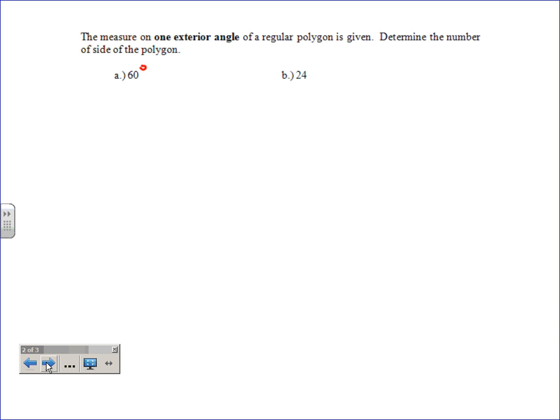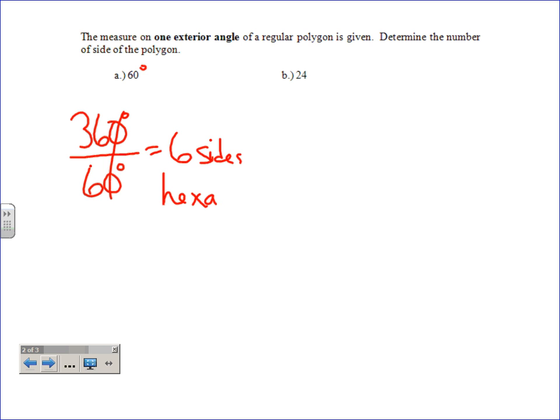But the nice thing is I stick to exterior as much as possible because you know the total of all the exterior is 360. If I divide that by just one of the angles, will that tell me how many angles I have? And that'll also tell me how many sides I have, because the number of sides and number of angles are the same. So 360 divided by 60 is 6. So in other words, this is a what? Hexagon. Okay? 6 sides, or you could say hexagon.